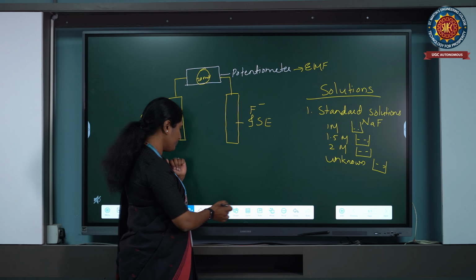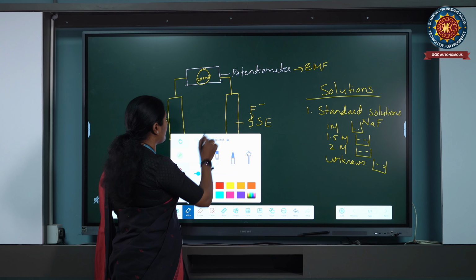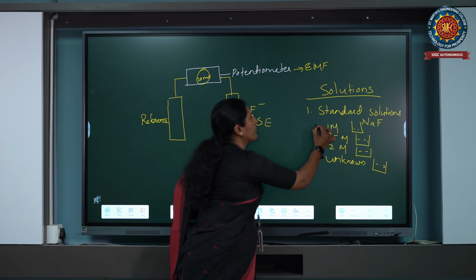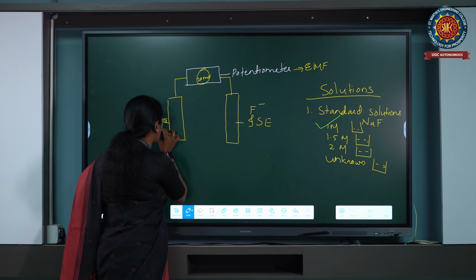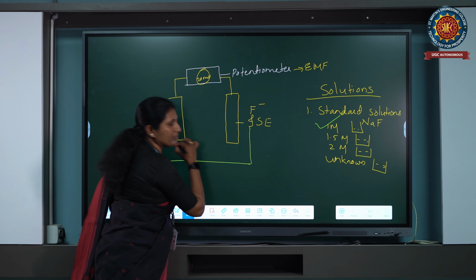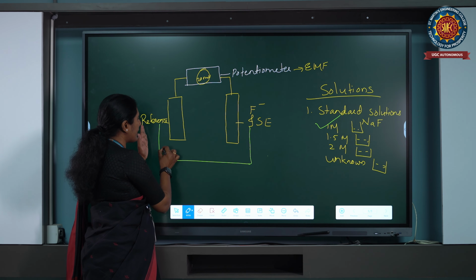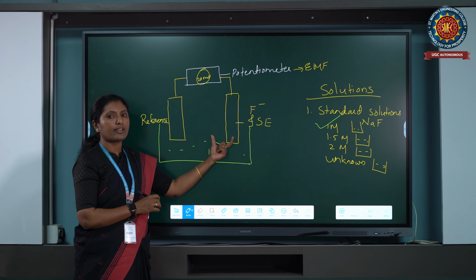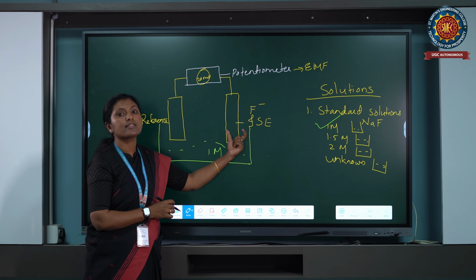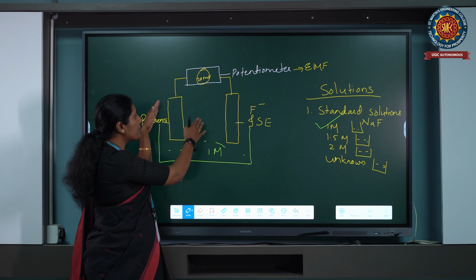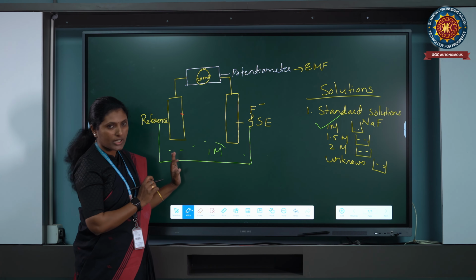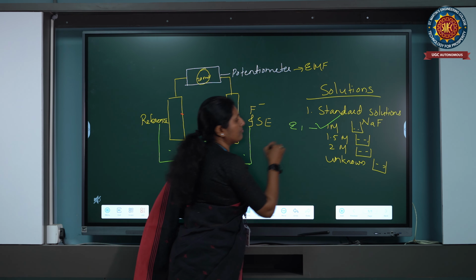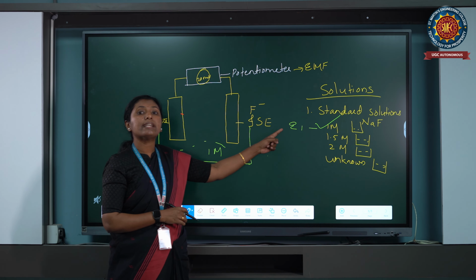Now, what do you have to do? Each beaker you have to keep here. First I am taking the 1 molar beaker, and you keep it here. So this is 1 molar solution. How many electrodes are there? One is the reference electrode and the second one is the ion selective electrode. Both electrodes we dip in the 1 molar solution. Then you will get an EMF here. Just imagine this is E1. So for 1 molar you got E1.